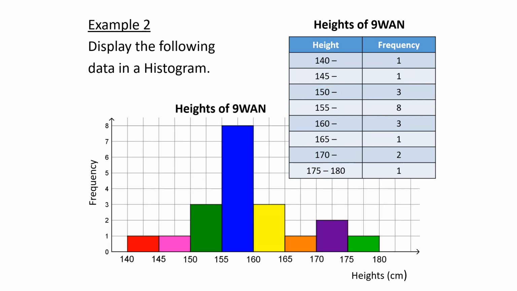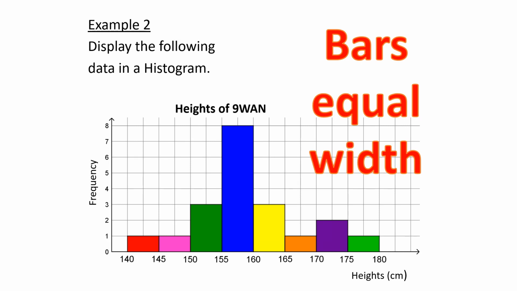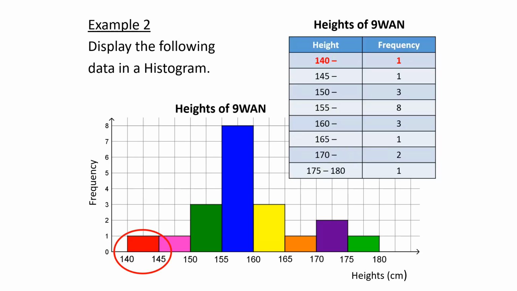Right, well, this is what the histogram would look like. We have a title, our labels, and again our bars are equal in width. Now, this is the one student that is between 140 centimetres up to, but not including 145. There's one student from 145 centimetres up to, but not including 150. There are 3 students that are 150 centimetres and taller, but not taller than 155, and so on and so on.